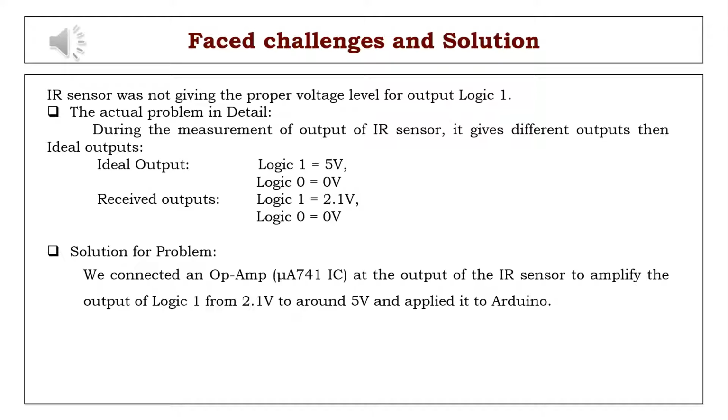Another challenge was the erroneous output of the IR sensor. Ideally, the output of the IR sensor should be 5 volt for logic 1 and 0 volt for logic 0. But actually, it was generating 2.1 volt for logic 1 and 0 volt for logic 0. In digital circuits, 2.1 volt is mostly considered as logic 0. This issue got solved by passing the output of the IR sensor through an amplifier circuit.